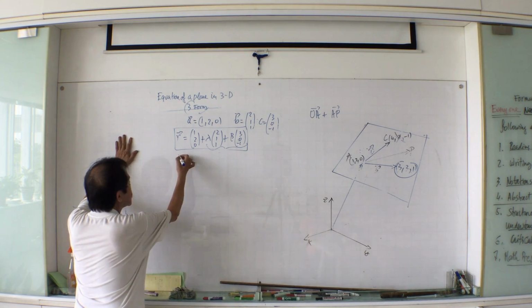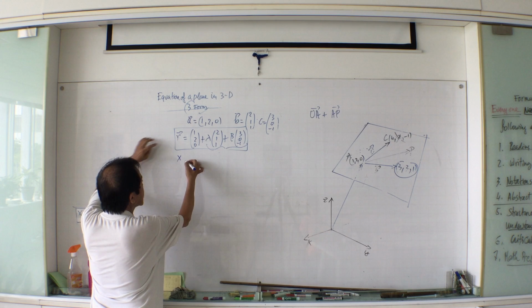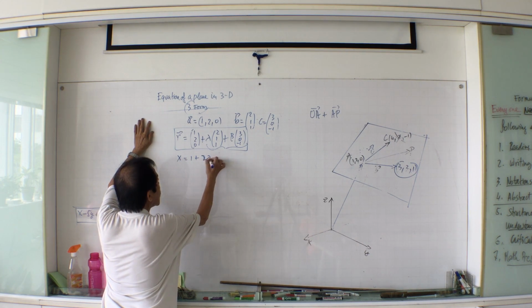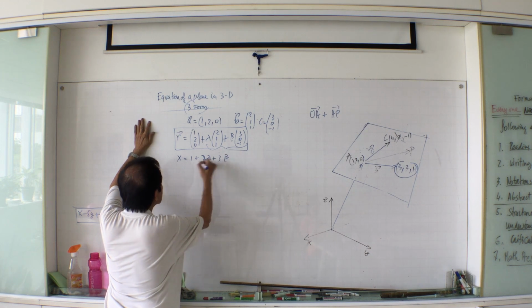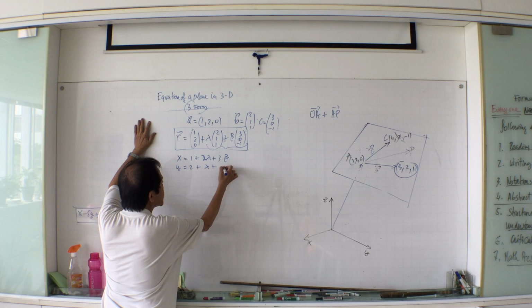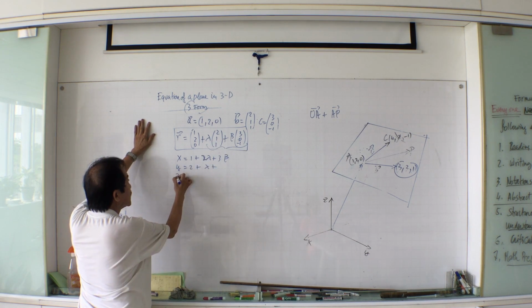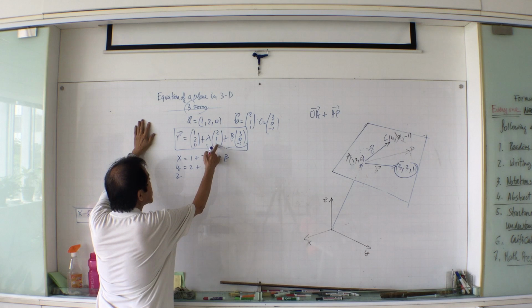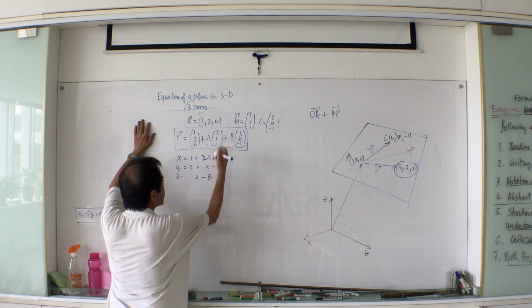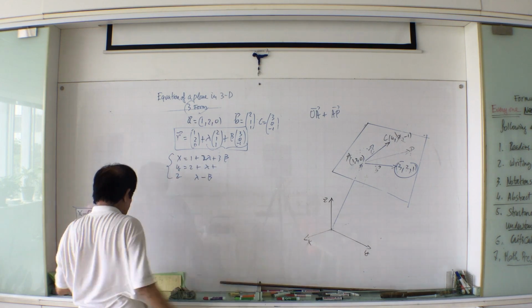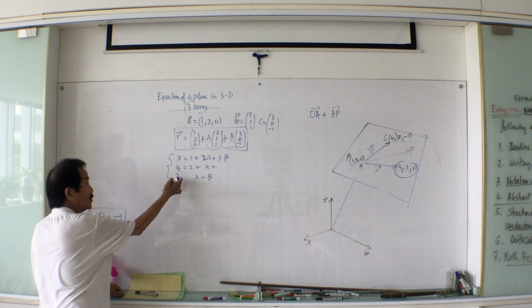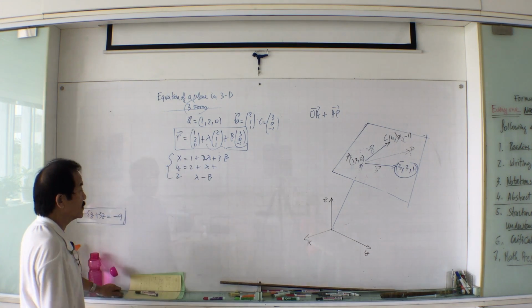Okay, then we change to a parametric equation. X equals 1 plus 2 lambda plus 3 beta, and Y equals 2 plus lambda plus 0 beta. Z equals 0 plus lambda minus beta. So this one we call the parametric form. So now how to change the parametric form into the Cartesian form?